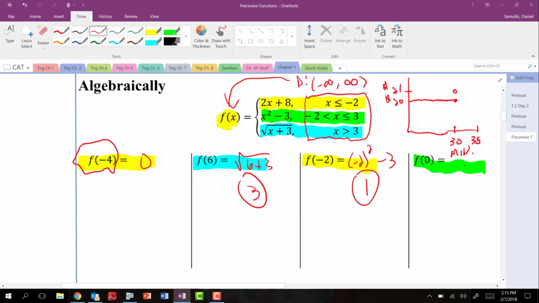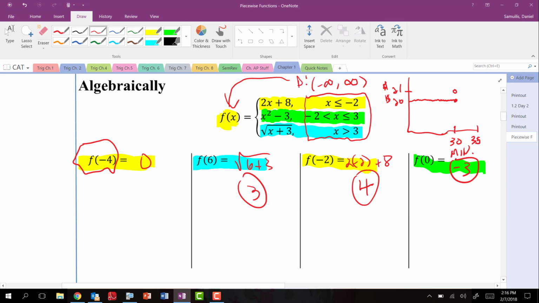Wait, I colored, what did I do? You guys should have stopped me. Did I make a mistake in the previous one? Thanks. Yellow, which is 2 times negative 2 plus 8, which is actually 4. Ooh, did you see that recovery? Okay, and then this is 0 squared minus 3, which is negative 3.